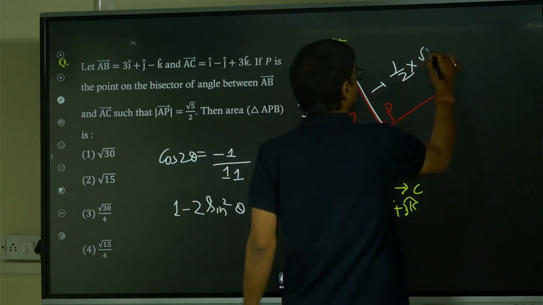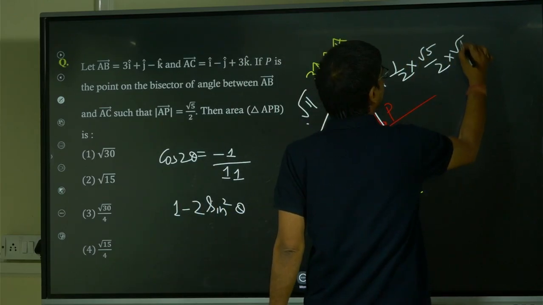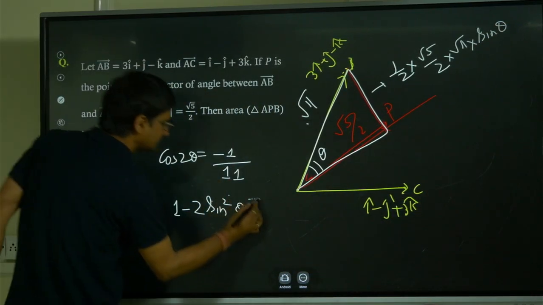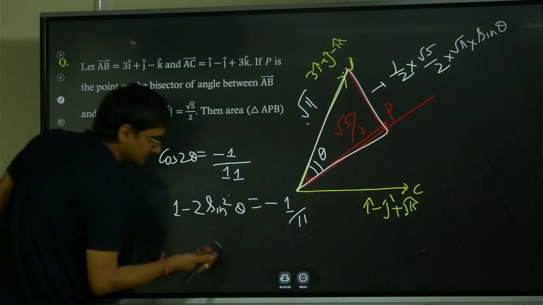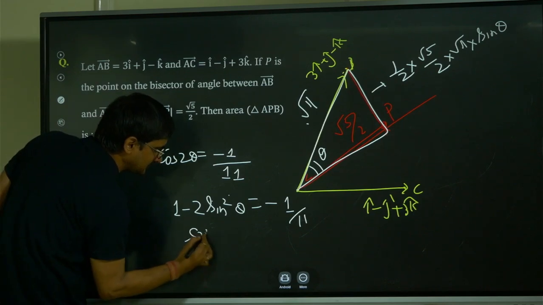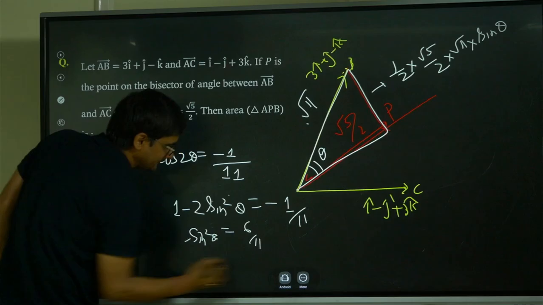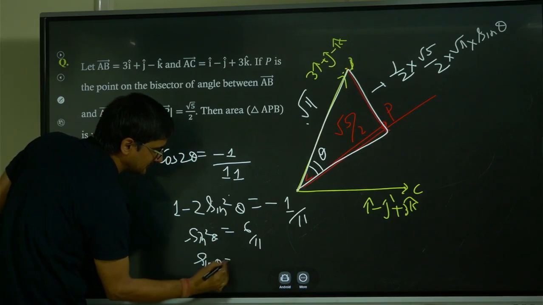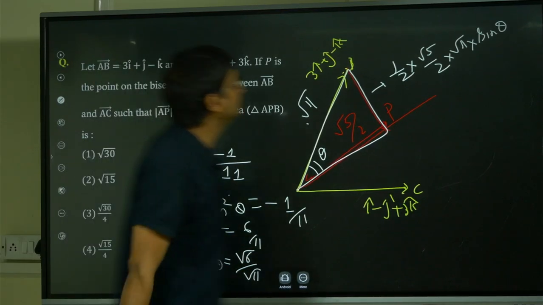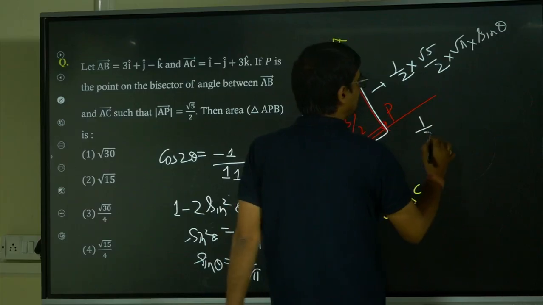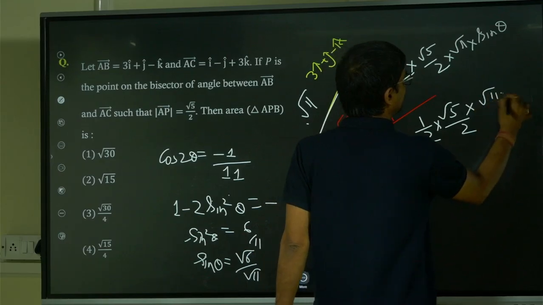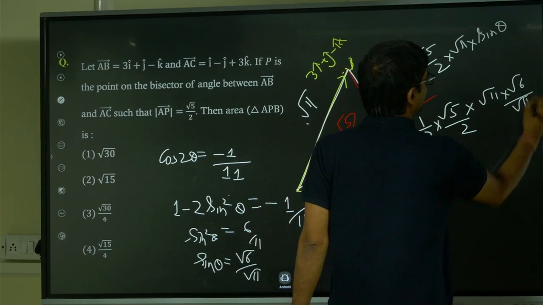So half into root 5 by 2 into root 11 into sine of theta. Get sine theta from here, minus 1 by 11. So 2 sine square theta is 12 by 11. So sine square theta is 6 by 11. So sine theta is root 6 by root 11. That's it, root 6 by root 11. So 1 by 2 into root 5 by 2 into root 11 into root 6 by root 11.